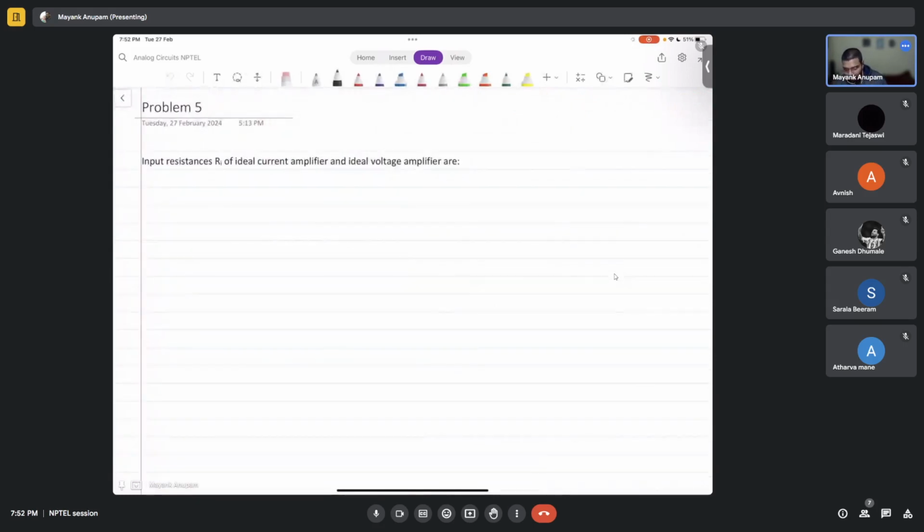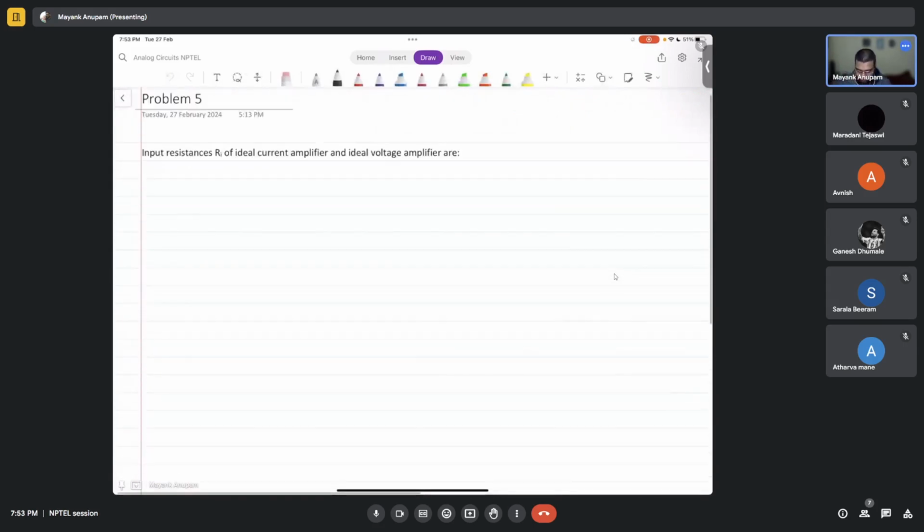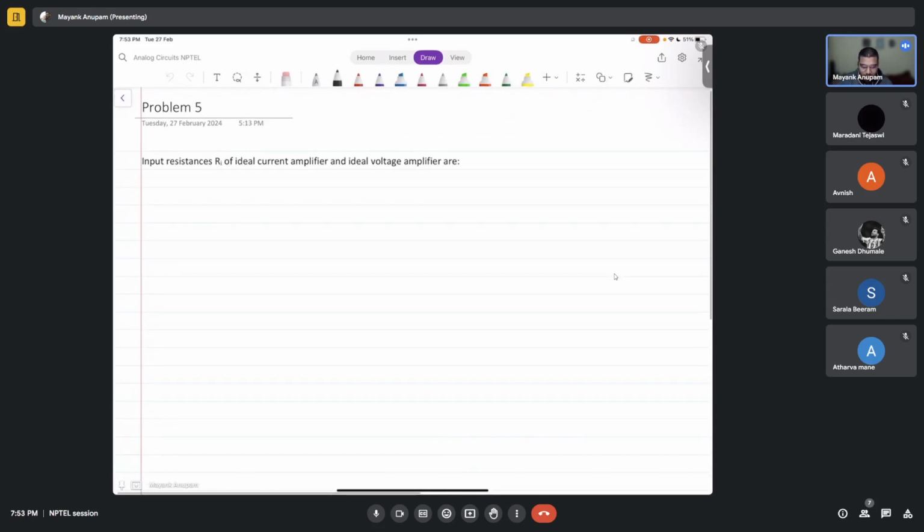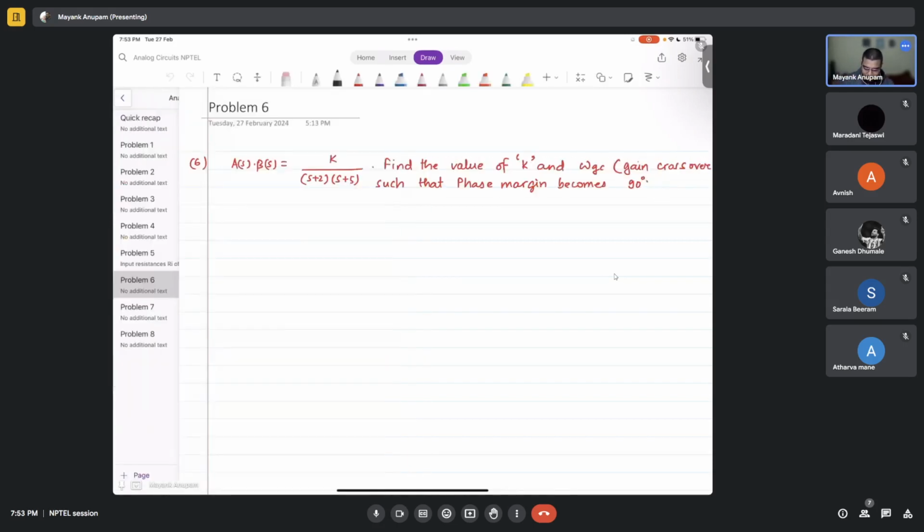5. Yeah, tell me this quickly. This was mentioned in the first video of this week. The input resistance Ri of an ideal current amplifier, or of an ideal voltage amplifier. So for an ideal current amplifier, what is the input resistance? Zero, and infinity. Yes, this is 0 and this is infinity. Good, just a revision thing. Very good. Moving on.